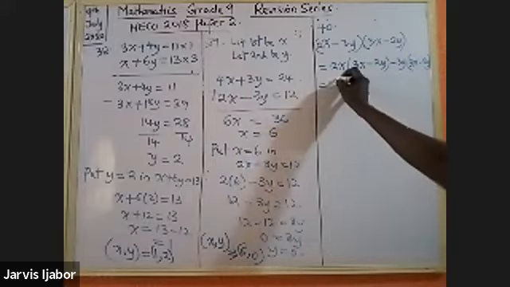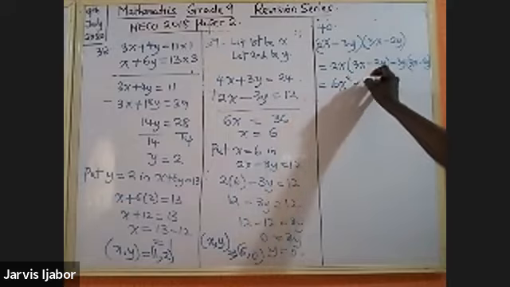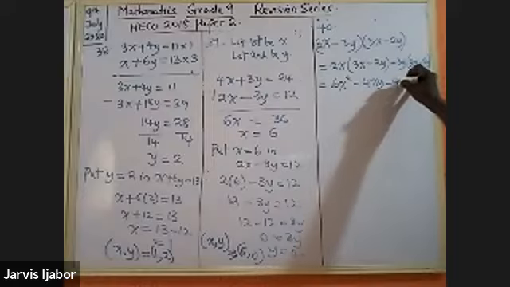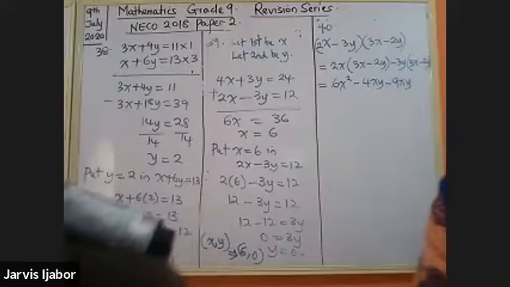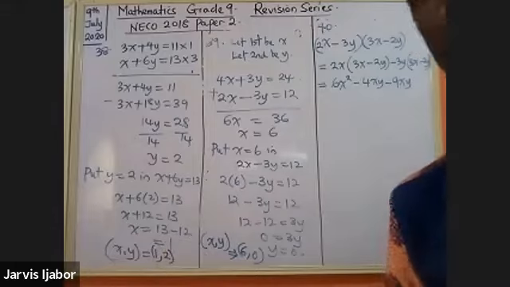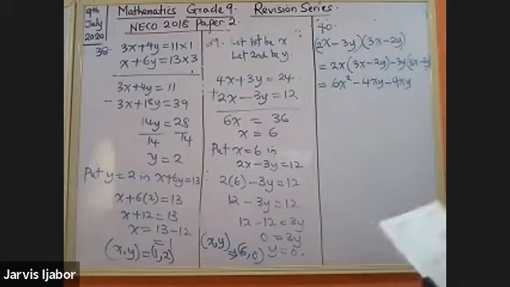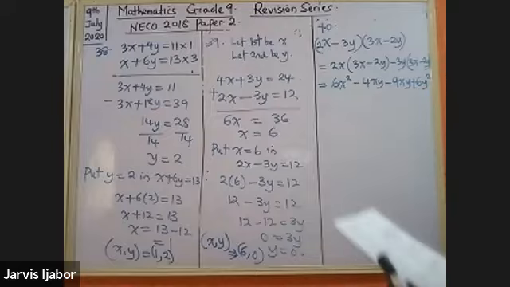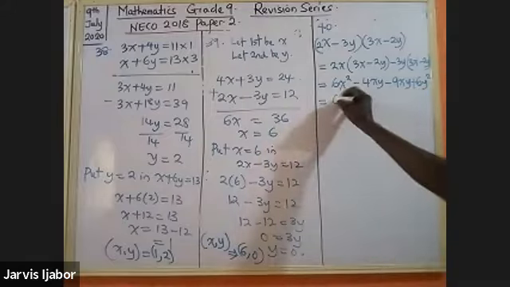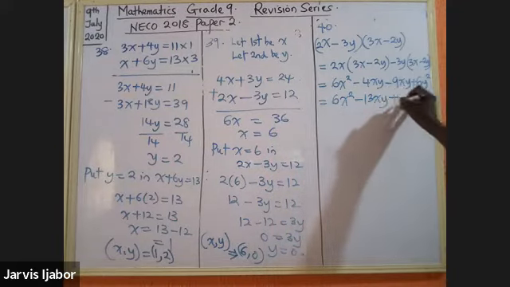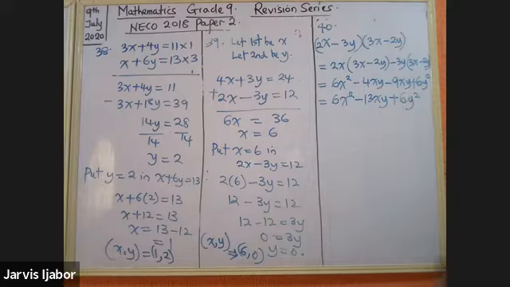So opening this will give you 6x squared minus 4xy minus 9xy plus 6y squared. So this will be equal to 6x squared minus 13xy plus 6y squared.